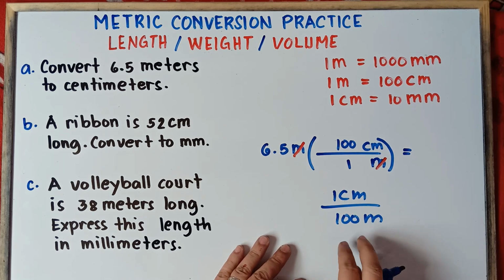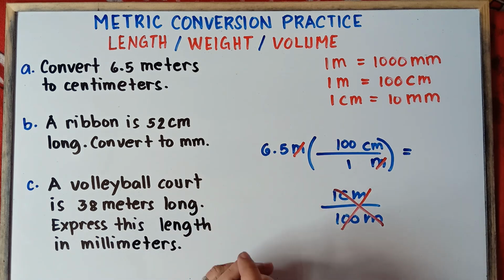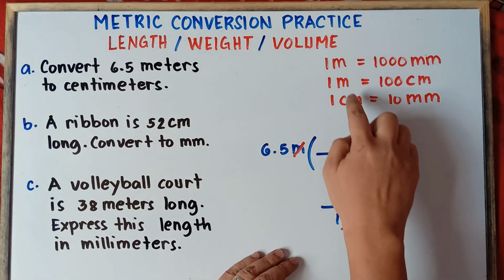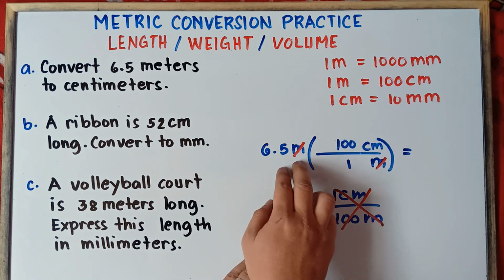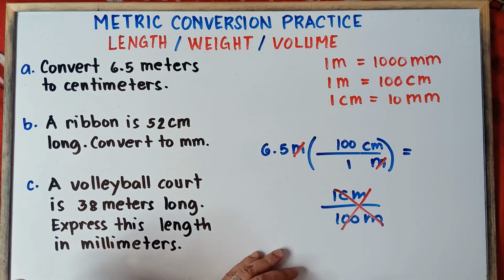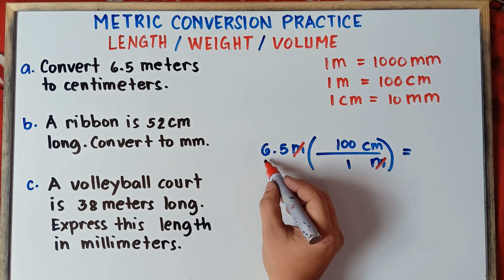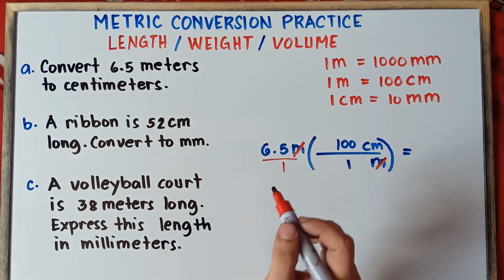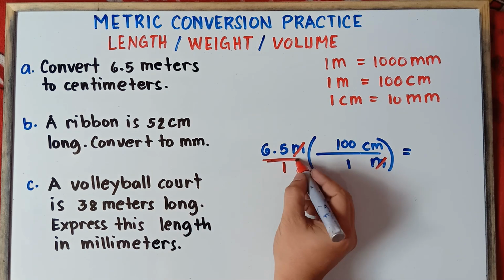Of course class, you will not write this one because you will commit a mistake. Be careful in writing the conversion. It should be 1 meter equal to 100 centimeters. And do not forget, if our given is meters, the units on the denominator must also be meters so that we can cancel out the units. Then you can put over 1 here for our given. Any number has an understood denominator of 1, so that's okay.